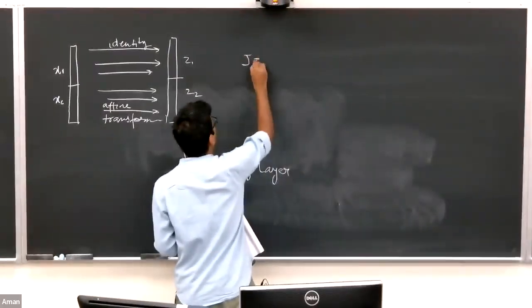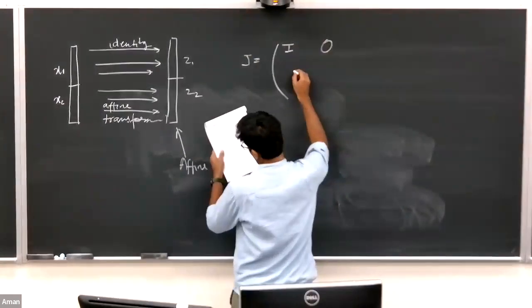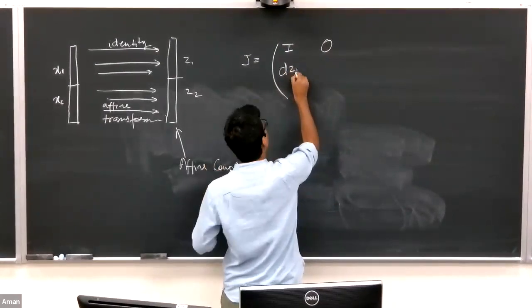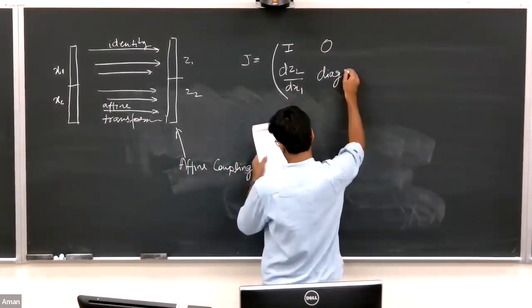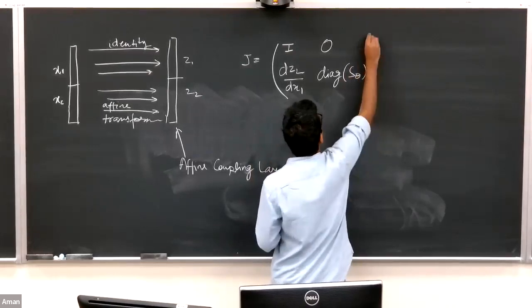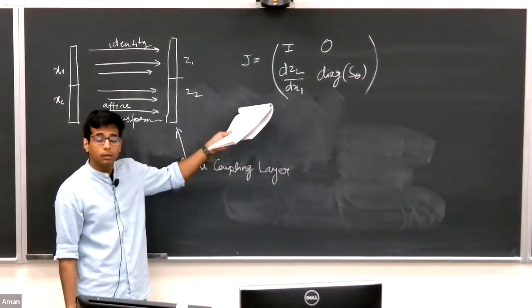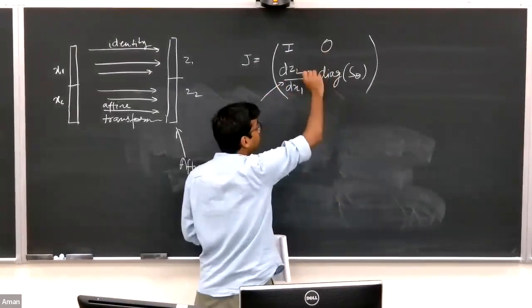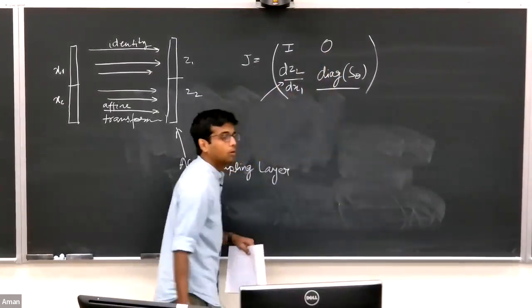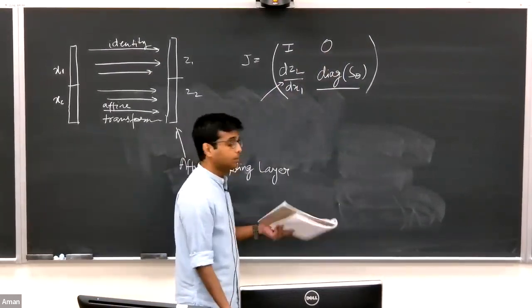And we had seen that the Jacobian of this type of transformation looks like this, where this is just identity, this is 0, this is dz2 by dx1, and this is the diagonal elements of S theta, right? And because we only want the determinant of this matrix, and this is the term that we don't know is getting multiplied with 0, what we have is just the diagonal of this matrix that we want, and that is easier to compute.